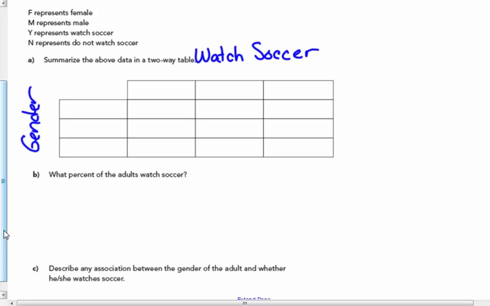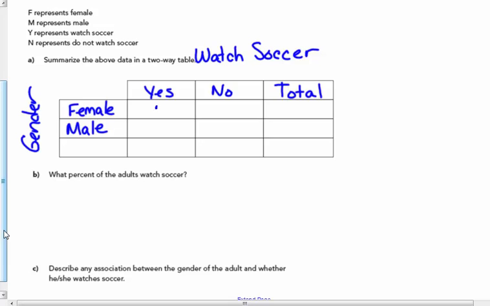So yes, they like to watch soccer, or no, they don't like to watch soccer, and this is the total. They are female or male. So I have two different populations, two different groups. I'm keeping track of their gender and whether they watch soccer.